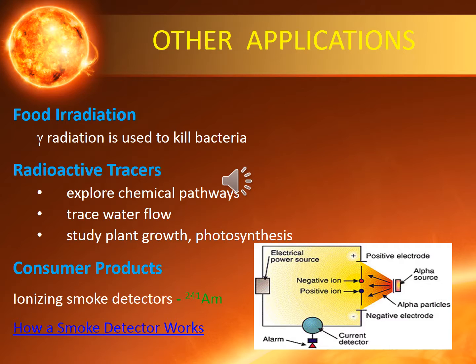A consumer product we talked about a little at the beginning of this unit is ionizing smoke detectors, which utilize the isotope americium-241. Click on the link, How a Smoke Detector Works, to view an animation. Very interesting on the engineering involved in smoke detectors.